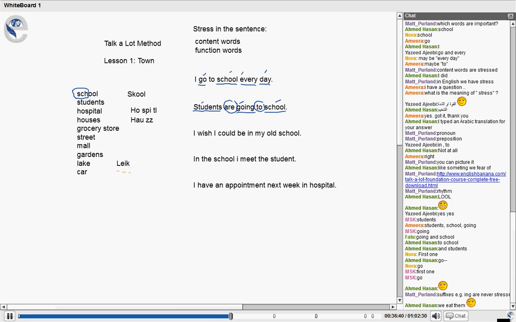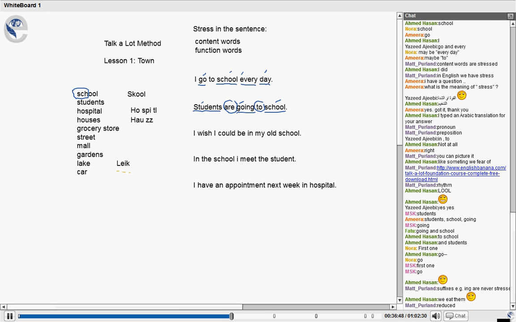These function words are just reduced. They're made shorter. Students are going to school. Are going. Are going to school. Not students are going to school. Students are going to school. What's important are the stressed syllables. Stu, go, school. These are the only important syllables here. Everything else is reduced.